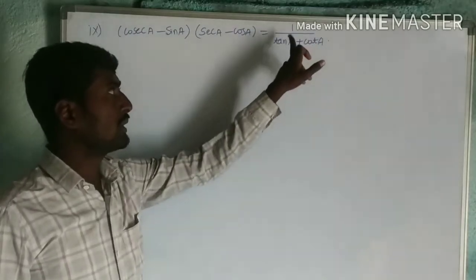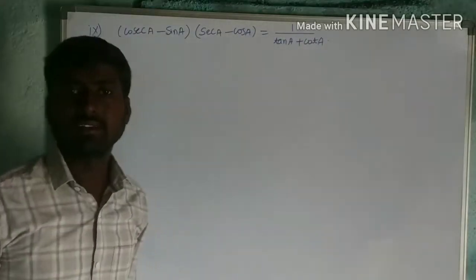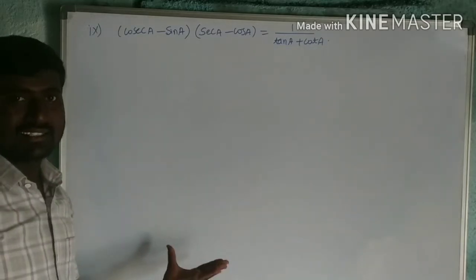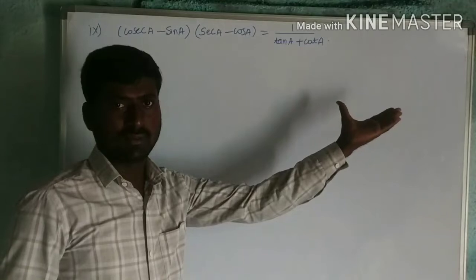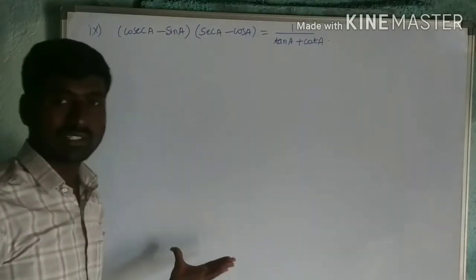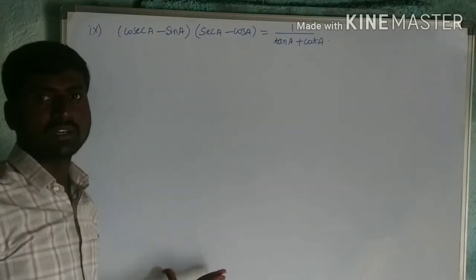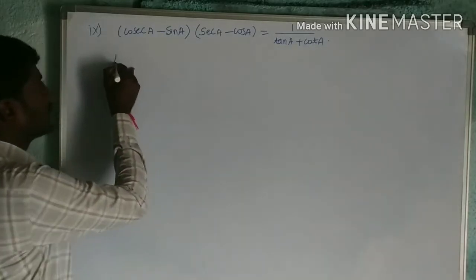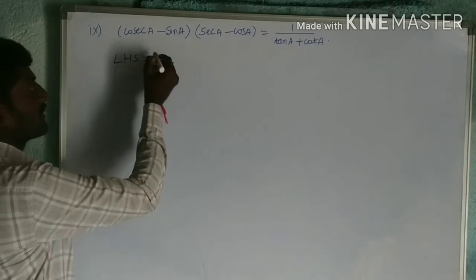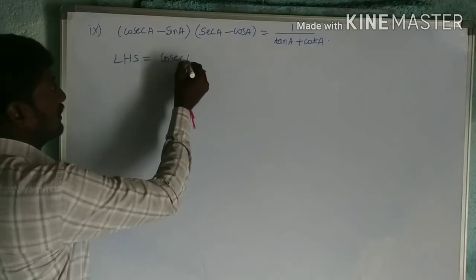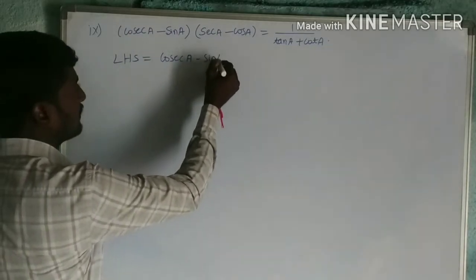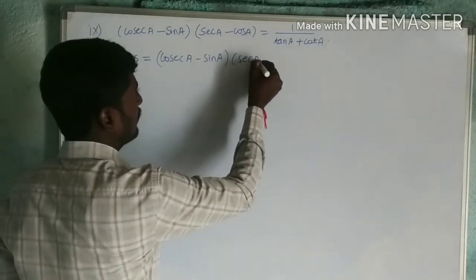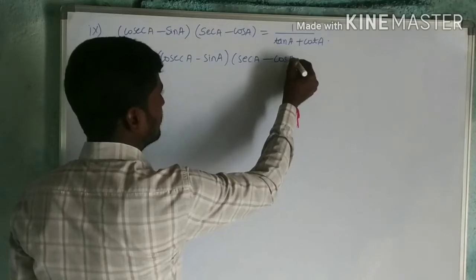to 1 divided by (tan a plus cot a). Now we'll solve LHS first. Then after getting LHS, I will think of RHS, whether I need to solve RHS or otherwise I will get RHS here only. Okay, let us solve LHS first. Now LHS is equal to, let us take the given (cosec a minus sin a) into (sec a minus cos a).